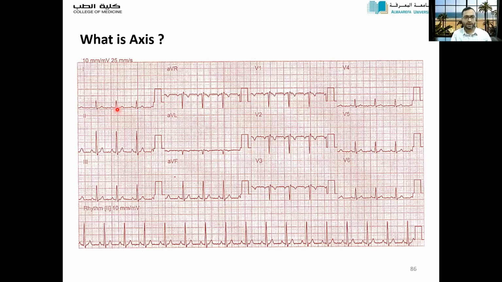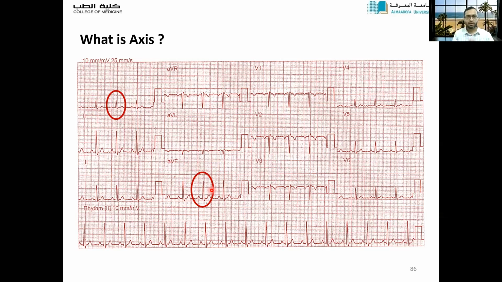So practically, you can look at this 12 lead ECG and determine the axis simply. This is lead 1, and you can say this is positive. You can look at lead AVF. This is also positive. So both are positive, that means this is the normal QRS axis. So it becomes very easy. You see, within seconds, you can comment about the axis.